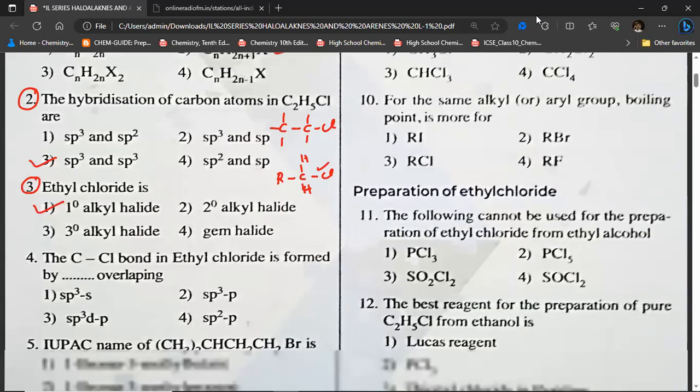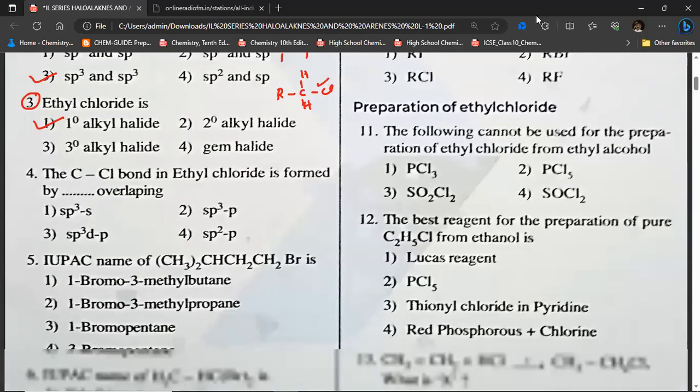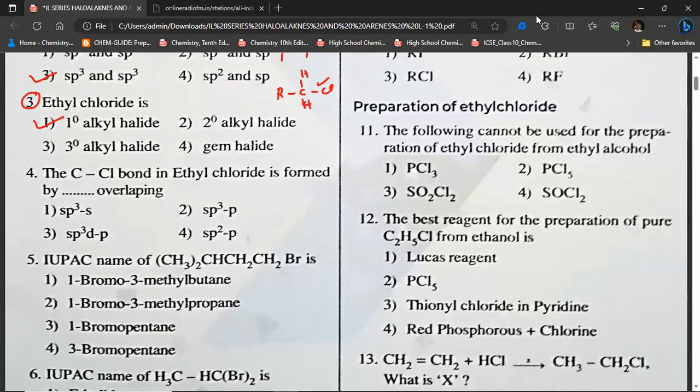Next, the fourth question. The carbon-chlorine bond in ethyl chloride is formed by overlapping of which orbitals? Carbon is using sp3 hybridized orbitals and chlorine has a p orbital. In this, a sigma bond is formed. So sp3 and p orbital overlapping takes place in the carbon-chlorine bond of ethyl chloride. The second option is the right option for this one.